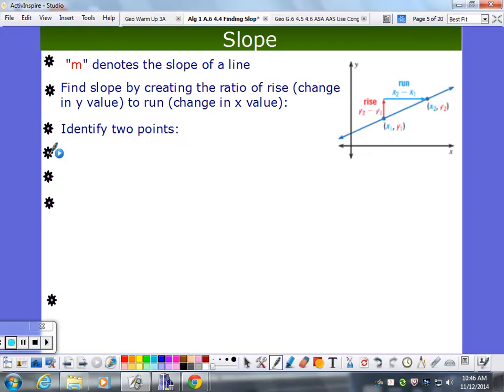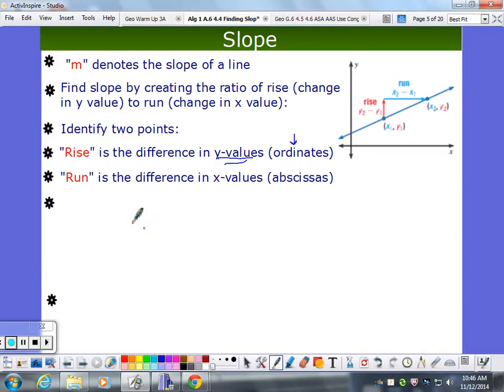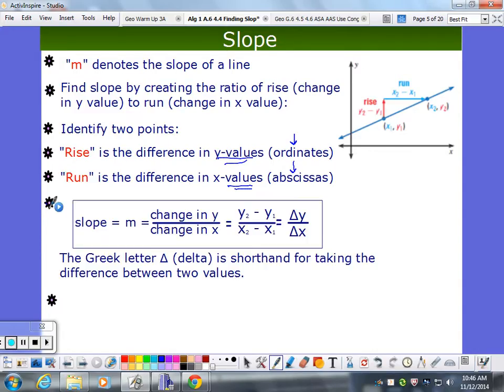So you find 2 points on the line. The rise is the difference in the y values. I thought I'd throw in that word again. Remember that word? Ordinate, for y value. And run is the difference in the x. Remember this word? Abscissa. Right, just throw them in, just a vocab. So we have a formula. This is what it is. So when you first look at it, you're like, what?